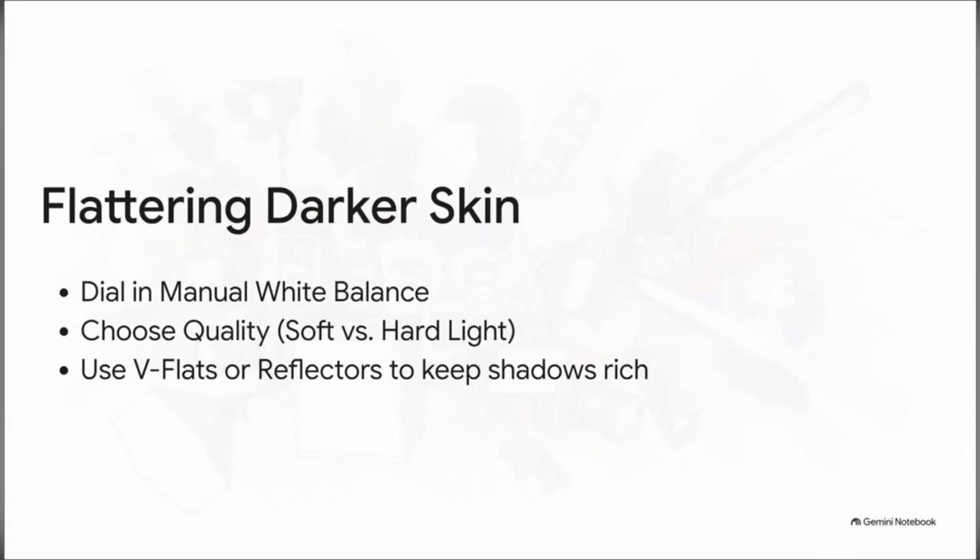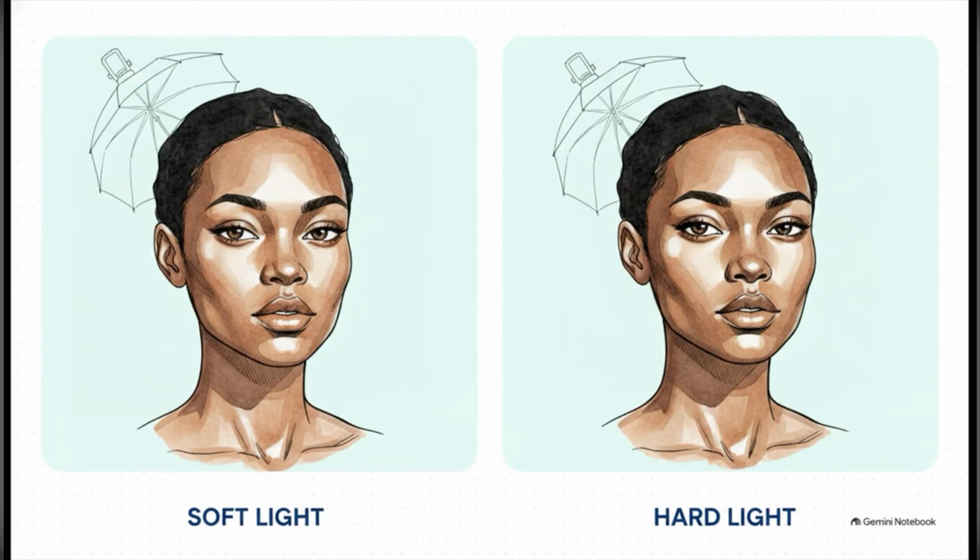To prevent deep complexions from looking gray or muddy, she recommends 3 core focus areas to maintain depth, vibrancy, and detail. First up, dial in manual white balance. Never rely on auto white balance, because it often cools down rich skin tones way too much. Set it manually. Second, choose your quality of light intentionally. And third, use white V-flats or reflectors to bounce light back onto the face, which keeps those shadows nice, rich, and flattering.